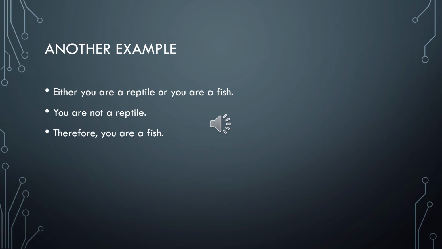Here's another example of a deductive argument. Either you are a reptile or you are a fish. You are not a reptile, therefore you are a fish. Now, this argument is different than the others because it's not a hypothetical syllogism, it's a disjunctive syllogism, and it is a valid argument, not because of what it's about, but rather it's valid because it has a certain logical form, and that logical form is known as the disjunctive syllogism. Let's look at it in the next slide.